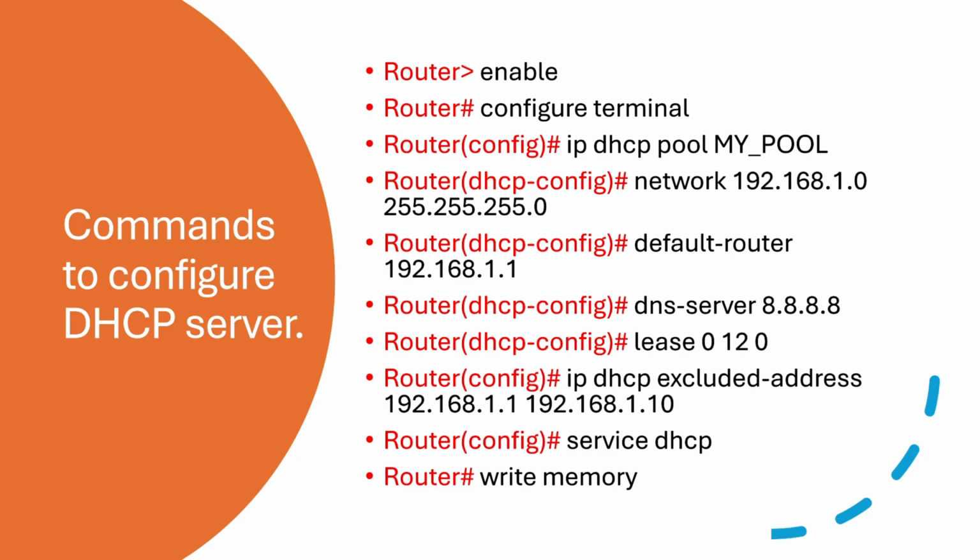Now we will see the commands to configure DHCP server. So in this you will see the commands like enable, then configure terminal. This configure terminal command is for global configuration mode. Then we need to define the ip dhcp pool mypool. My pool is the name. We will give any name here. Then we need to define the network, and after that we need to define default-router, and then dns-server, lease time, ip dhcp excluded-address. This command is to exclude the IP, and then service dhcp to activate the DHCP service, and after that write memory is to save the configuration.